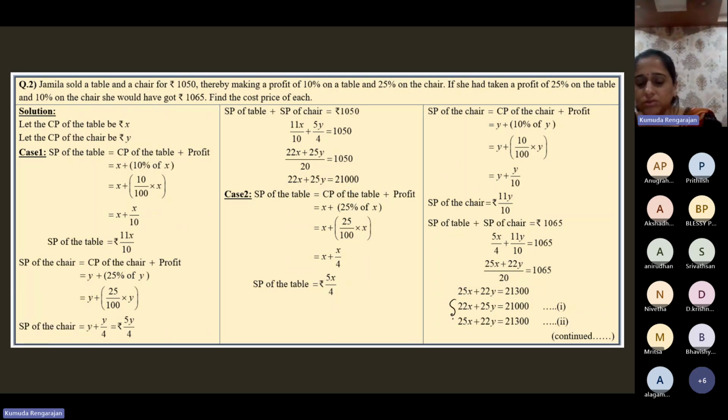Look at the two equations. In the first equation, the coefficient of x is 22. And in the second equation, the coefficient of y is 22. So in the two equations, the coefficients of x and y are exchanged. Same with y, you can check here. See here. Coefficient of y in the first equation, 25. Coefficient of x in the second equation, 25. So the coefficients are exchanged.